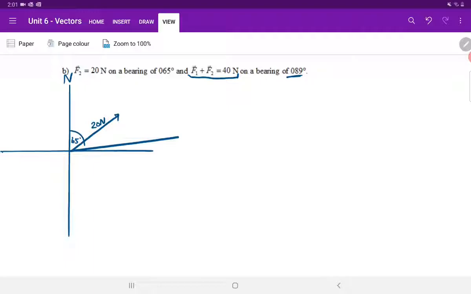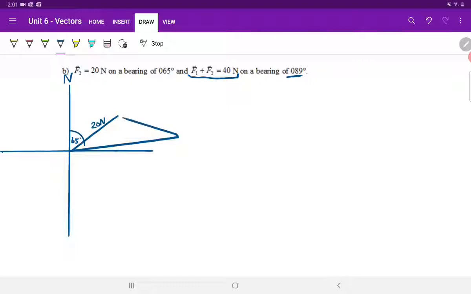Now remember, this is F2. And actually, I probably shouldn't put my arrow here. I'm going to erase that. We'll figure out what the arrow is in a second. Okay, so that means my F1 must close this triangle off, so it's doing something like this. Now remember, we need to draw this head to tail. So F1 must go in this direction, because it's got to go head to tail with F2. So F2 goes like this, which means the resultant goes from the starting point to the end point. This is our starting point here.